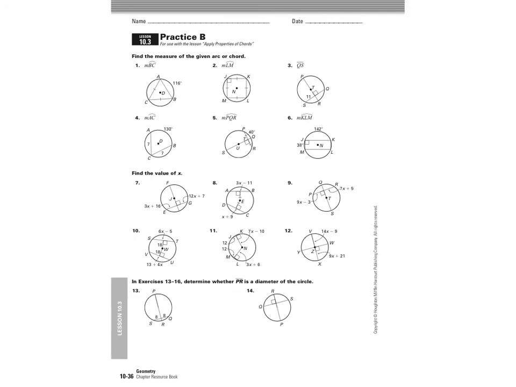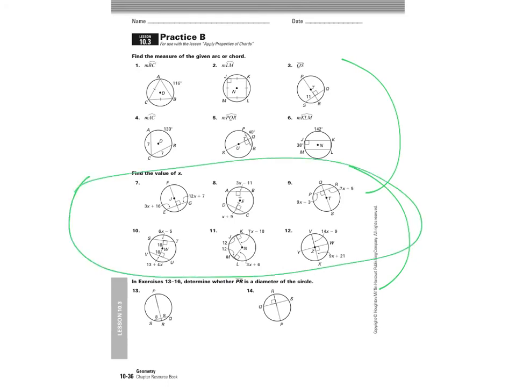So be able to find the measure of a chord, given information like that. Be able to find the value of x. Most of the questions are going to be expressions, like this section here. Just realizing that when you have that perpendicular bisector, the two segments down here are congruent. So you'd set them equal to each other and solve for x. So questions like that from 10-3. I think the majority of the questions are going to be from the front page, just the first page of 10-3 of the homework.